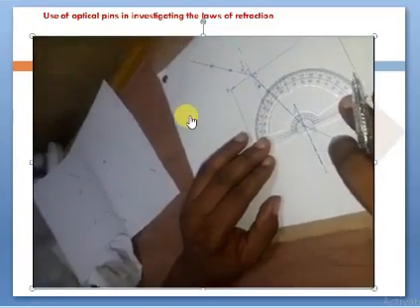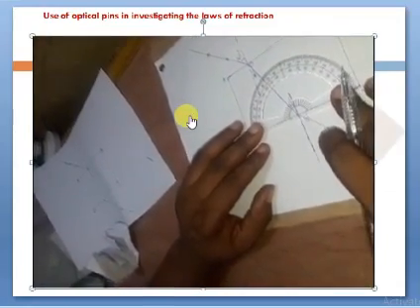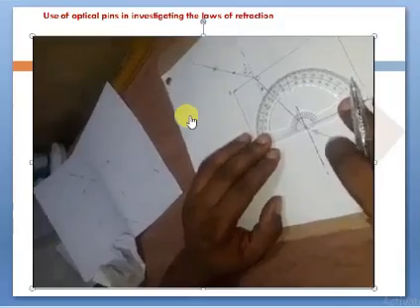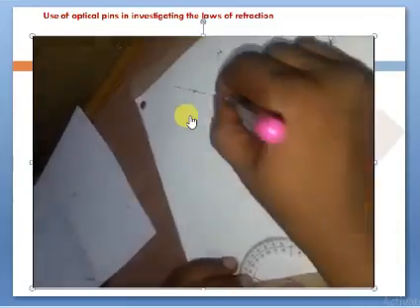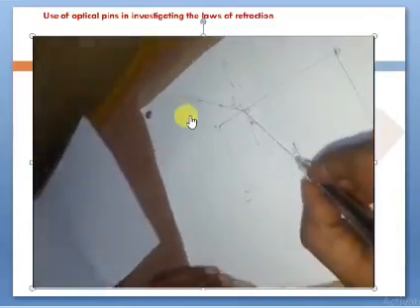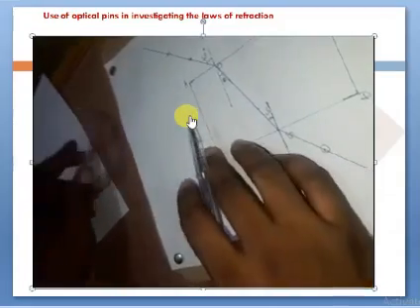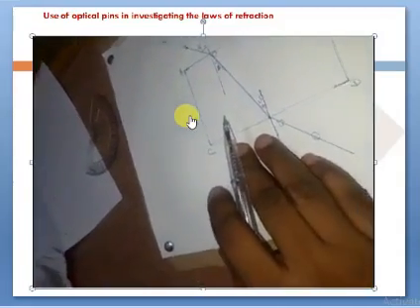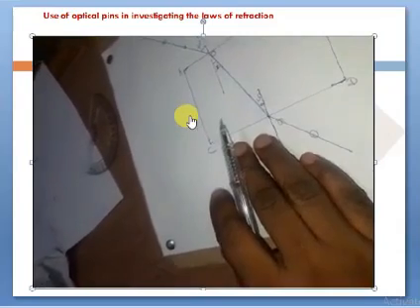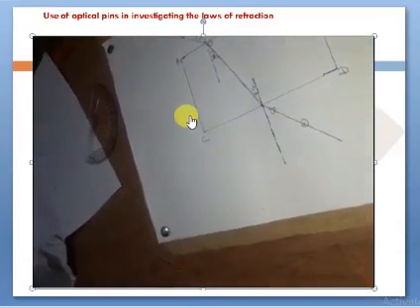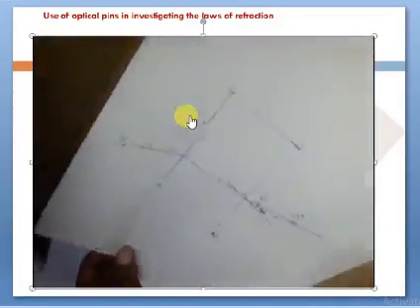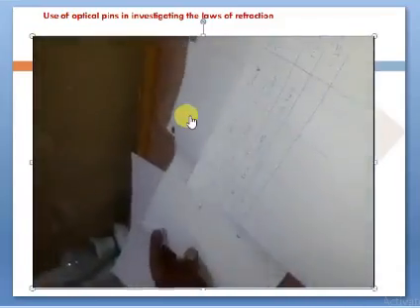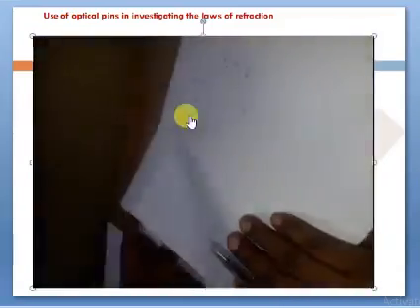Now measure the angle of refraction. You put your protractor in the right way. From 90 you count. That is what? Angle 25 degrees. Now what do you see here? You can see that the ray of light is moving from air to glass. So the refracted ray bends towards the normal, as we have seen. And the angle of incidence, which is 40, is greater than the angle of refraction, which is 25.